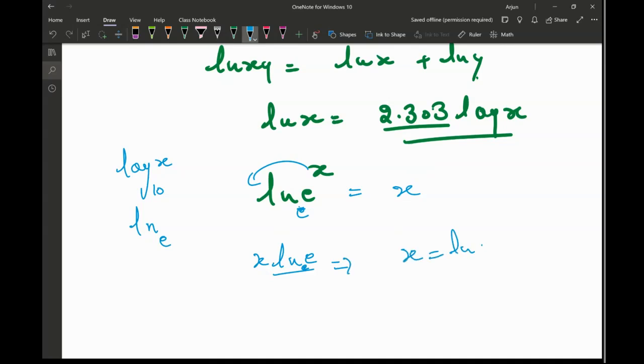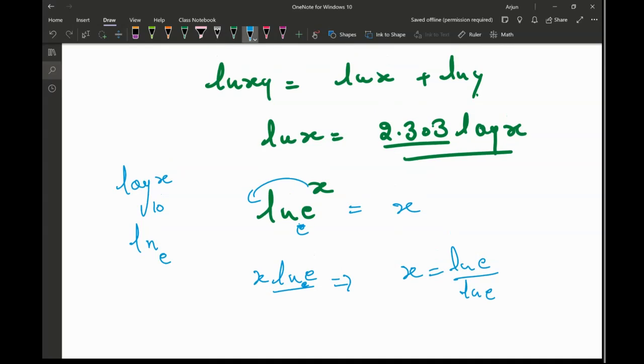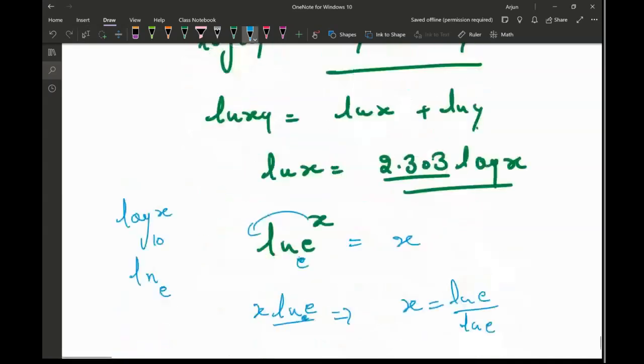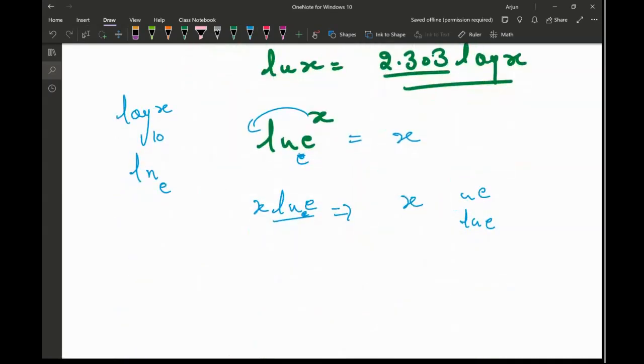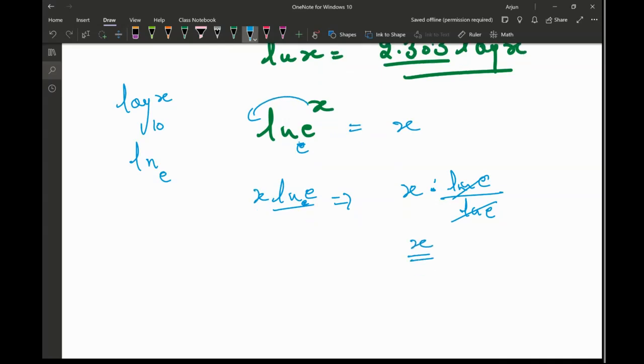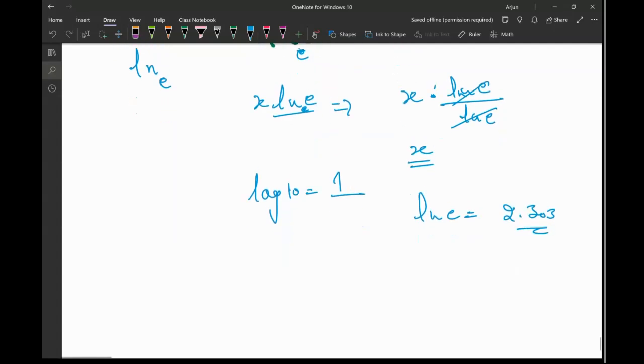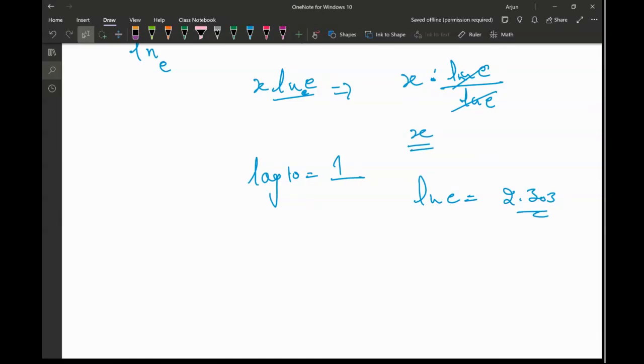x equal to ln of e divided by ln of e. This formula I'm applying here, and x times ln of e over ln of e, so these two cancel out. This value will be equal to x. Now another thing, log of 10 is equal to 1, and the same way you can check for ln of e. I think this comes out to be 2.303 if I'm not mistaken, but I will again recommend you to put this in your calculator and check this value too.